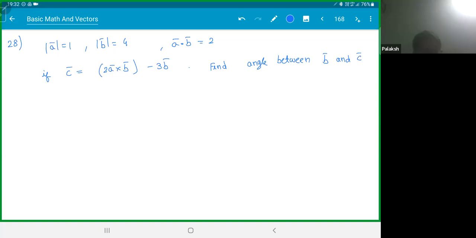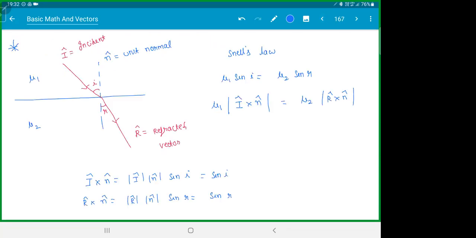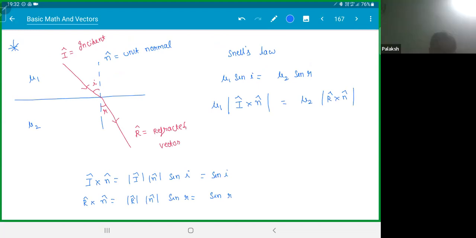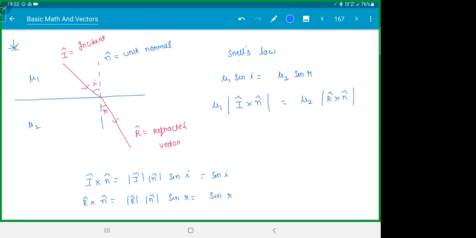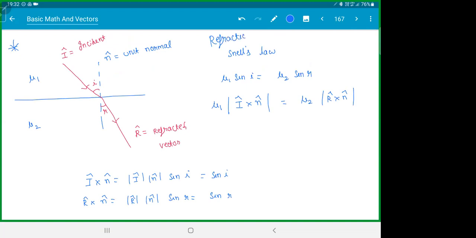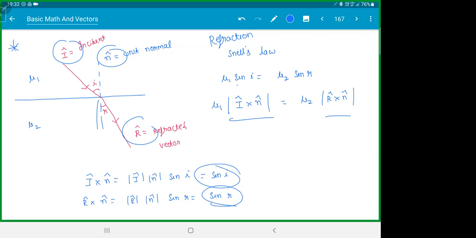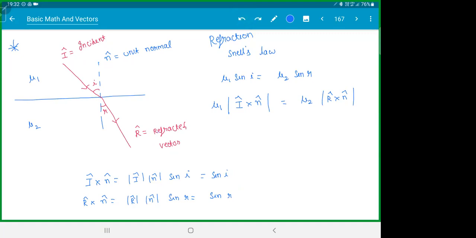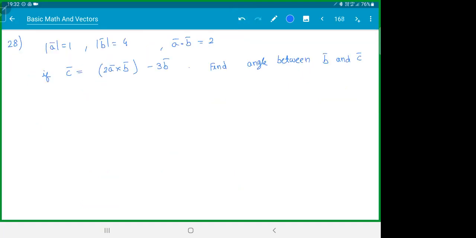Sir, before this question, what we were doing, I got disconnected. This refraction thing. It's nothing, this is Snell's law. Remember, in refraction, mu1 sin I is equal to mu2 sin R. Yes, sir. So what is sin I? A cross B here. So I cap cross n cap will give you sin I. R cap cross n cap will give you sin R. So I just replaced them here with the cross product. You're confused, so I can discuss it after the class.